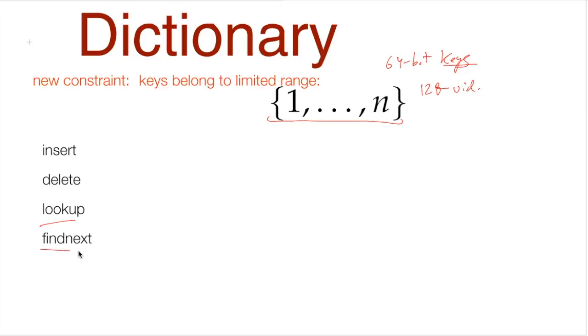So what can we do for this data structure if we know the limitation? What if n is very small? Like let's say n is 1 million. What could you do? Data structures are extremely important.